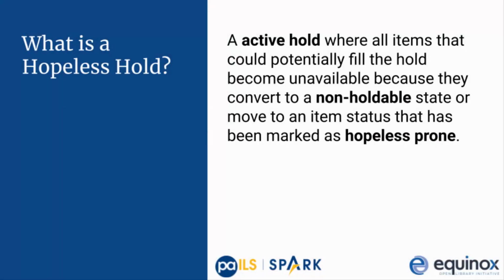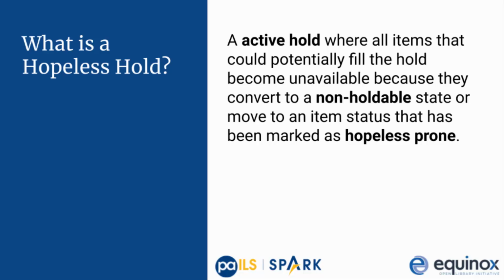When a hold request is placed, Evergreen goes through different processes to make sure the hold can be filled. One of those processes creates a list of all items that could potentially fill the hold. As long as there's at least one item, the hold request goes forward and becomes active. If there aren't any copies that could potentially fill the hold, the request will fail from the very beginning.